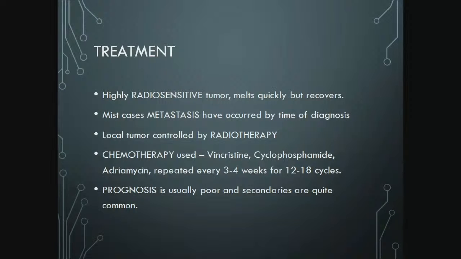For chemotherapy, the most commonly used drugs are vincristine, cyclophosphamide and adriamycin. The VAC regimen is repeated every 3 to 4 weeks for 12 to 18 cycles. In case of Ewing sarcoma, once diagnosis is made, prognosis is poor, as secondaries are quite common by the time diagnosis is made. So this is all in brief a few tumors.